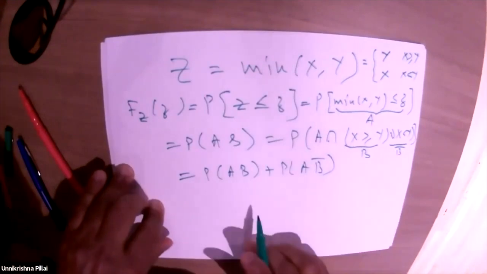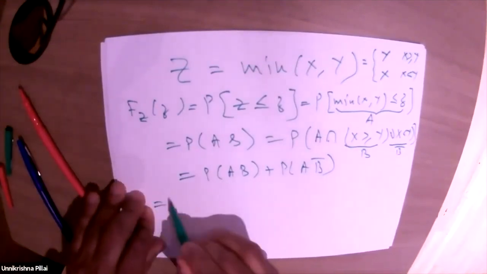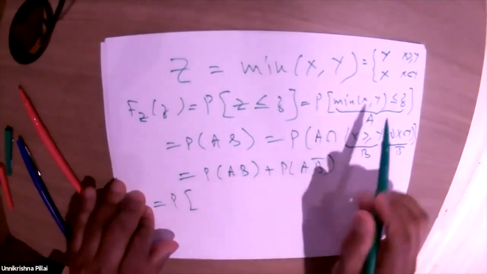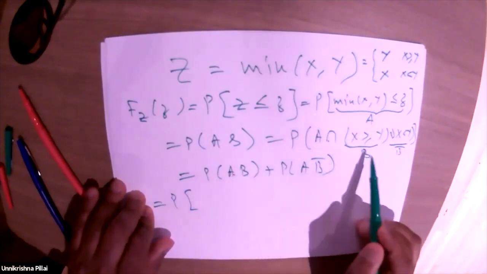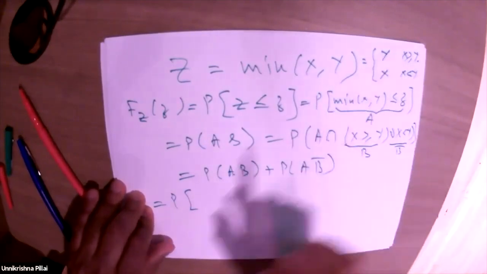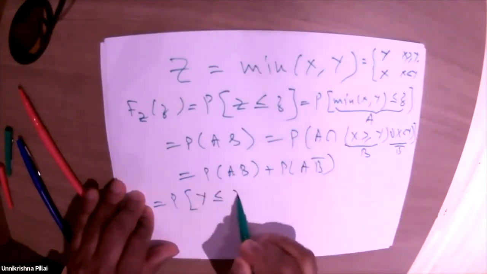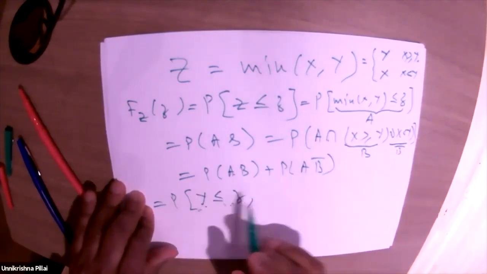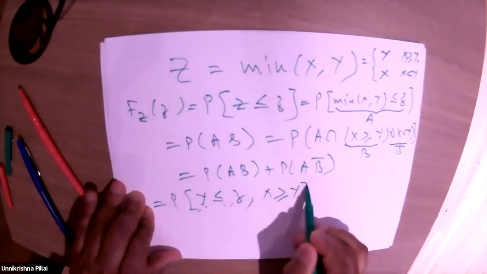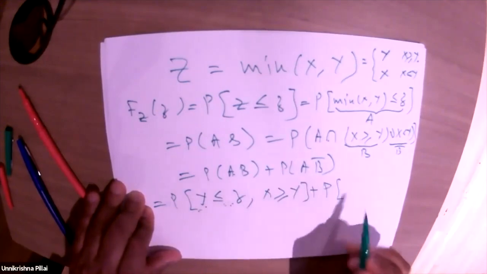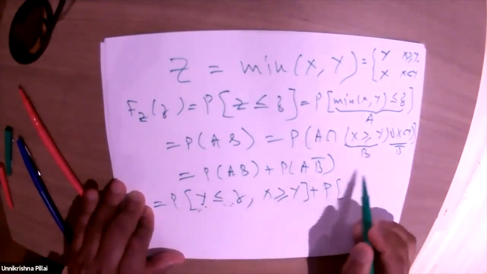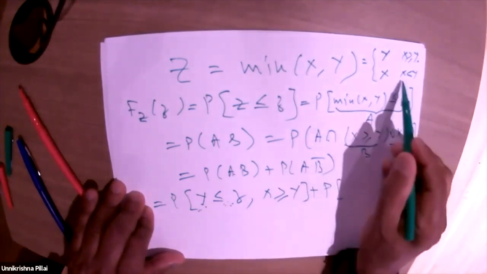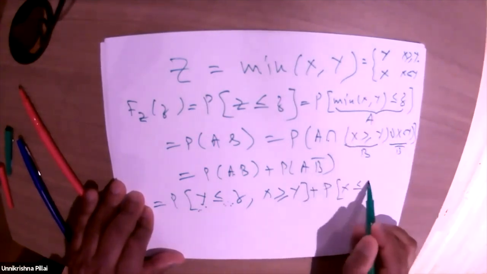So let me substitute for A and B now. Look at A. B is x greater than or equal to y. When x is greater than or equal to y, the minimum is y. So this is where you need to pay attention: this is when x is greater than y, and y is less than or equal to z. If you want, you can write one more step. And when x is less than y, the minimum is x, so x less than or equal to z.